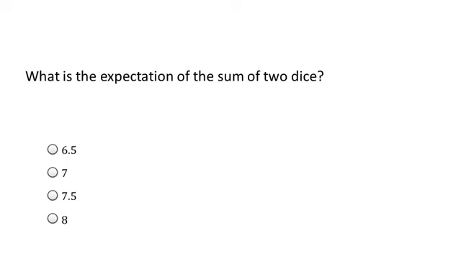So the next two quizzes ask you to compute the expectation of the two random variables that we identified on the previous slide. The first quiz is about two dice and the random variable which is the sum of the values of those two dice. What is the average value of that random variable? What is its expectation?